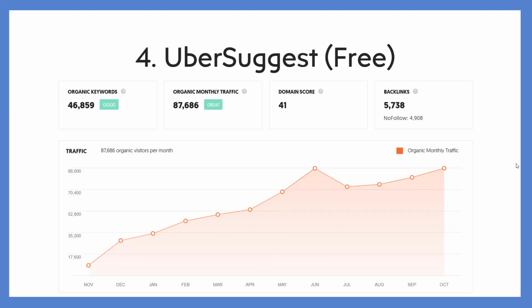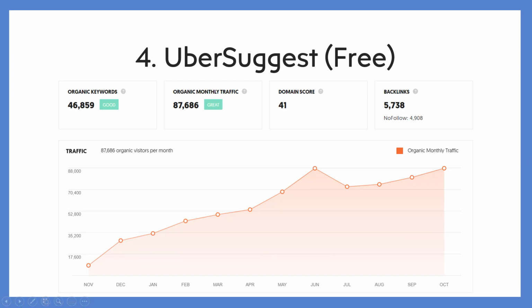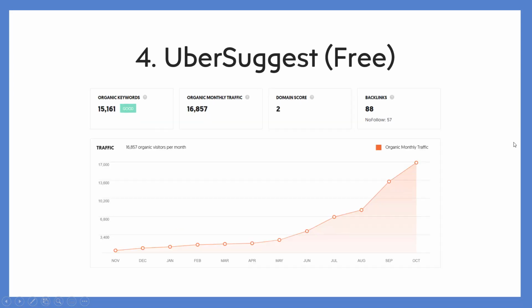Ubersuggest is the last one. For my first site, it guessed that I had 87,000 traffic, so it's 200,000 below. And for the second site, it guessed that I had 15,000 traffic, so again less than half of what the site is actually getting. If I jump back up, you can see that Ubersuggest did slightly guess that I had a bit of a summertime dip, but my summertime dip started around June, and it thought in June I was getting tons of traffic, so it was pretty inaccurate.